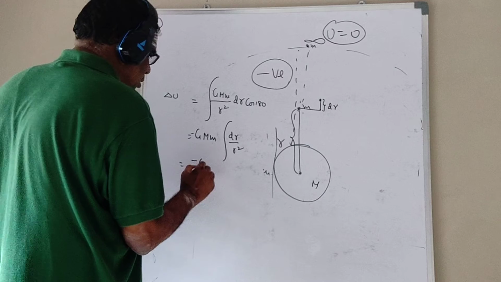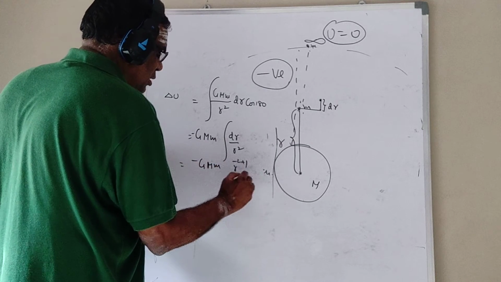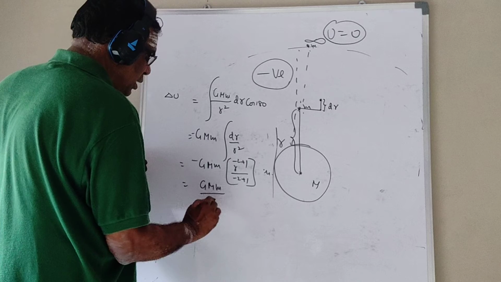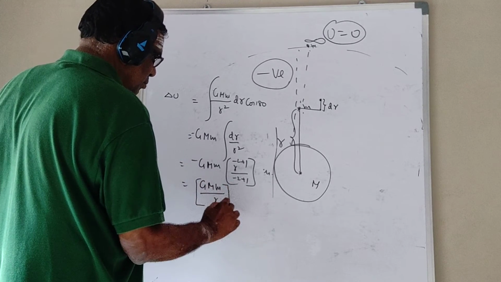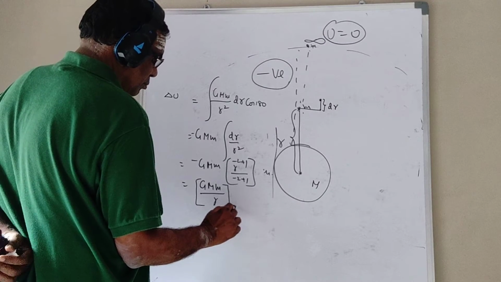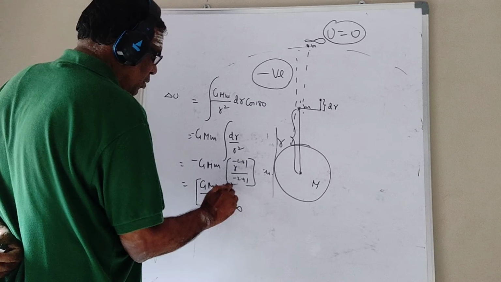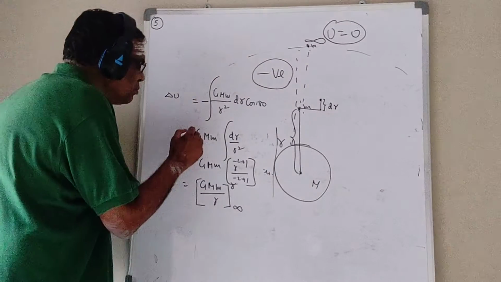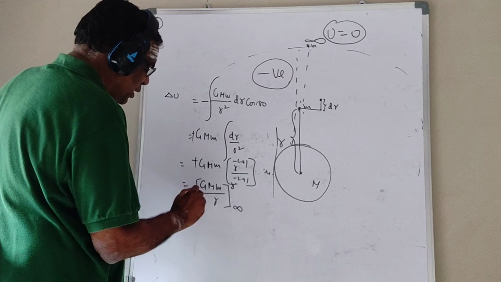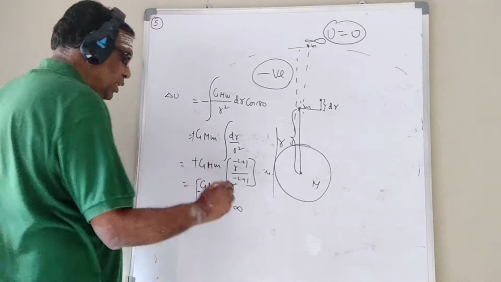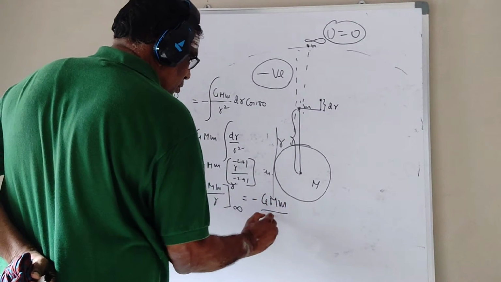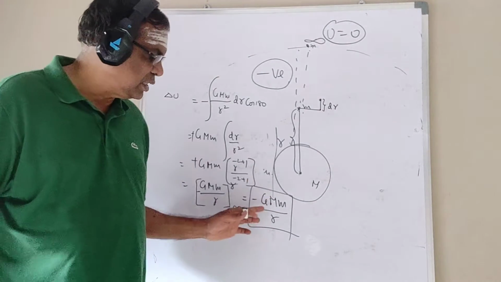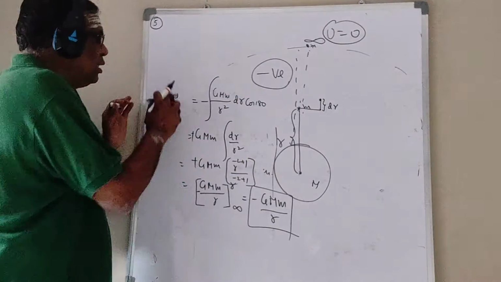And this is r raised to minus 2 plus 1. So this is plus Gmm by r, infinity to r. So that is against the force, so minus sign there. So this becomes plus, this becomes plus, this becomes minus, infinity to r. Therefore, the potential energy expression for gravitation is universal: minus Gmm by r.